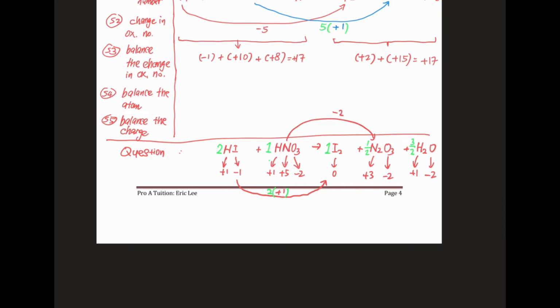The alternative here is, sometimes we don't like to have fractions in our answers. So you can just times 2. If you don't want to have fractions, then you will end up with 4HI, 2HNO3, 2I2, N2O3 plus 3H2O. Like that.